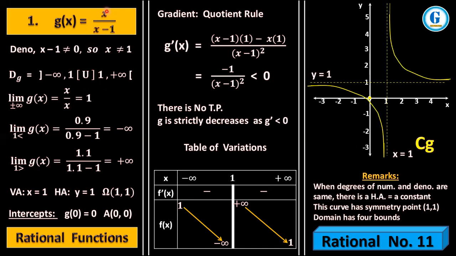But if the degree of the numerator was less than that of the denominator, we will have a horizontal asymptote which is equal to 0. Here, the center of symmetry is the point (1, 1) as well. And there are 4 bounds, as we saw, 1, 2, 3, and 4 from the domain of definition.